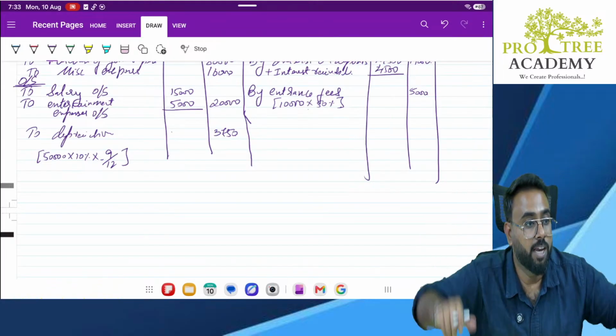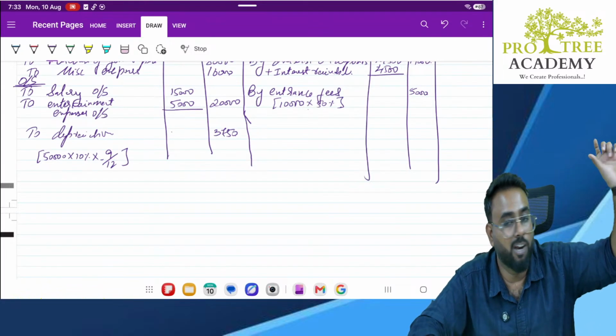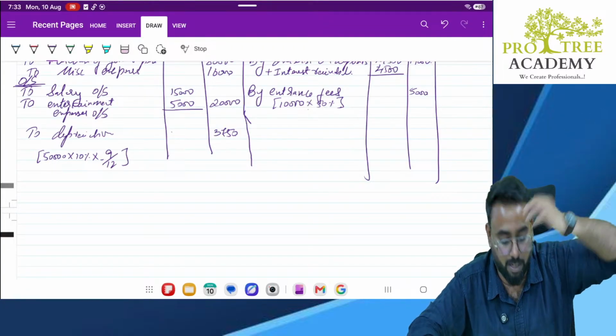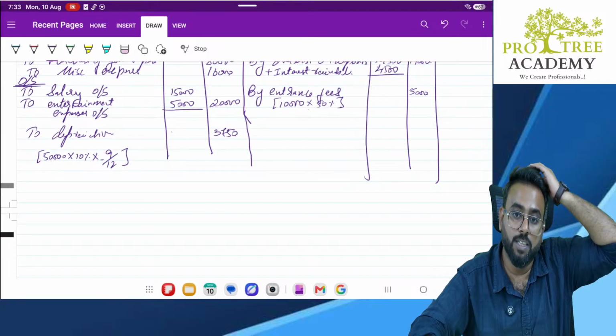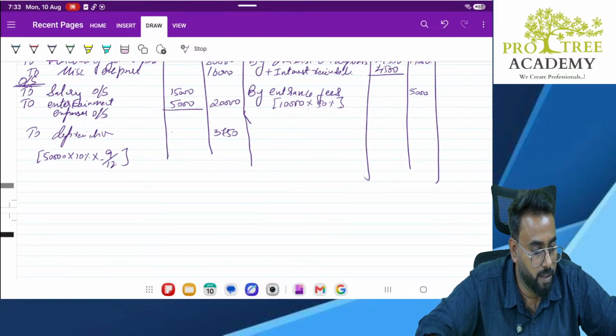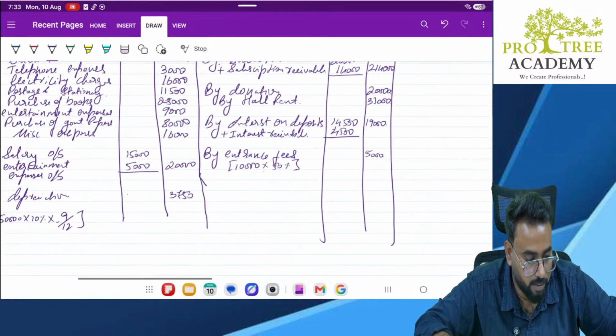Remaining will be in your capital balance sheet account. There will be a fund created, entrance fund, or you can add it to your capital account. Entrance fee fund, 5,000. We will show there. Remaining. Clear? Everyone?